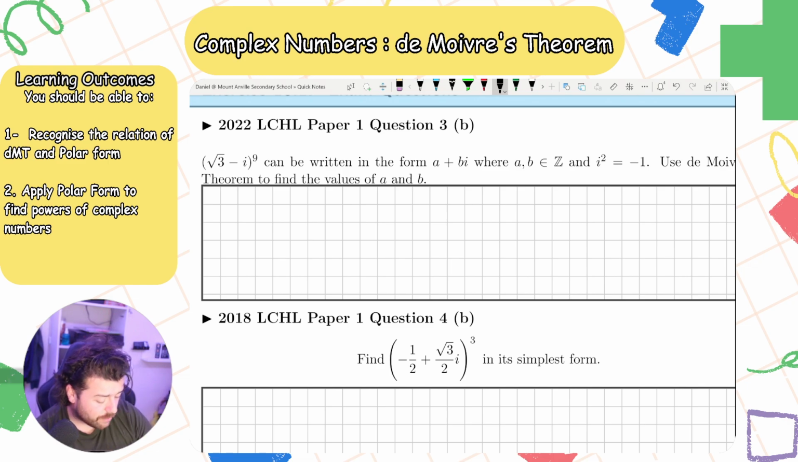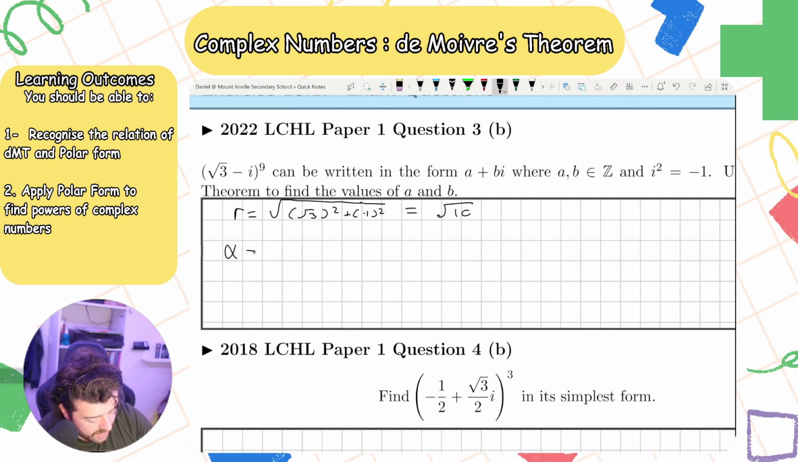So let's use de Moivre's theorem. First, I need to convert this to polar form. So for polar form, I need to find my modulus. My modulus is equal to the square root of root 3 squared plus minus 1 squared, which is equal to root 10. Modulus is equal to root 10.